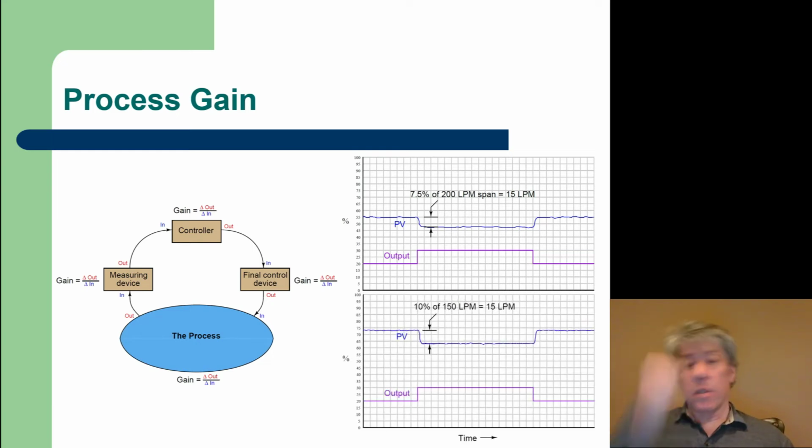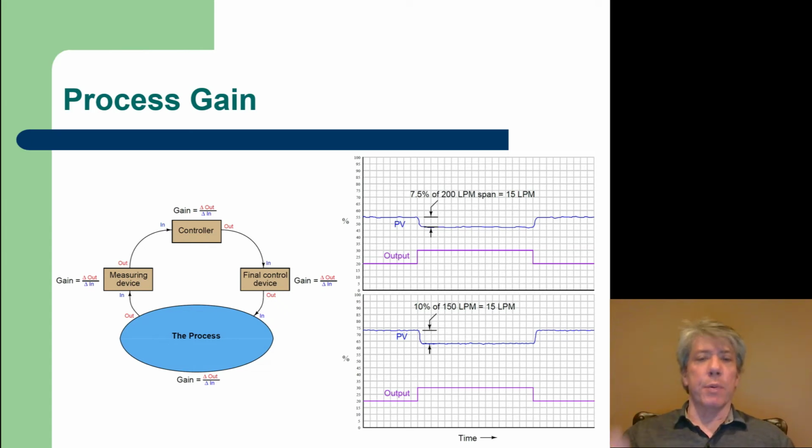Now, if the technician changes the measurement range of our measurement device, so that instead of 0 to 100% corresponding to 0 to 200 liters per minute of flow, it now corresponds to 0 to 150 liters per minute of flow, and we make an output change from the controller of 10%, we would view a larger change, because remember, we're still essentially affecting the physical valve by the same amount. The stem has moved the same amount, and therefore the process is going to respond with the same change in flow rate of 15 liters per minute.